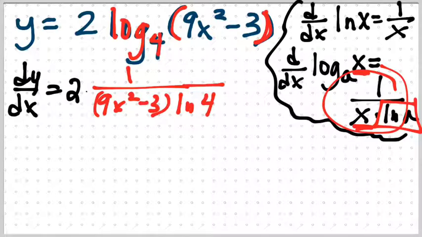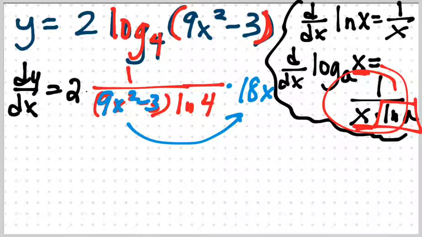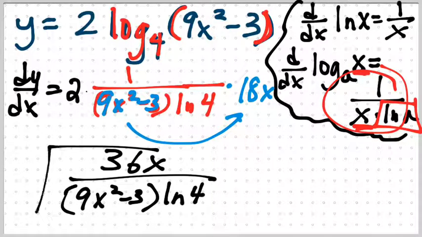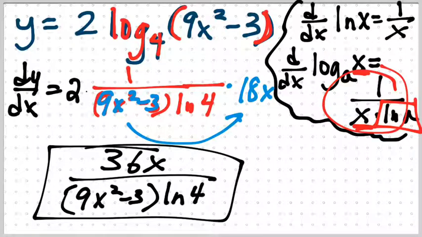But 9x squared minus 3. Chain rule, we've got to multiply by the derivative of the inside part, which is 9x squared minus 3's derivative, 18x. Can we simplify this? Yes, we can. 2 times 1 times 18x on the top there is 36x. On the bottom, I have 9x squared minus 3 times ln of 4. Not so bad.